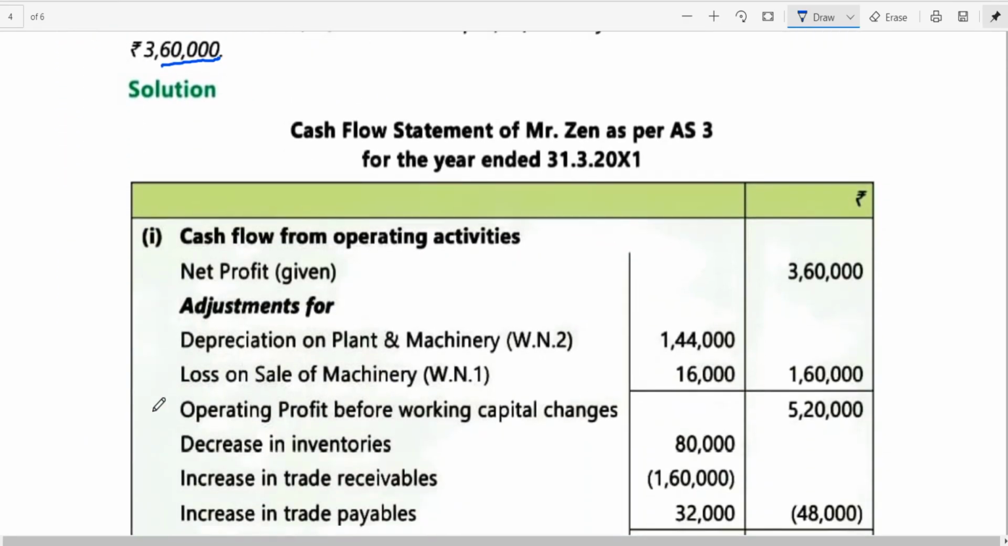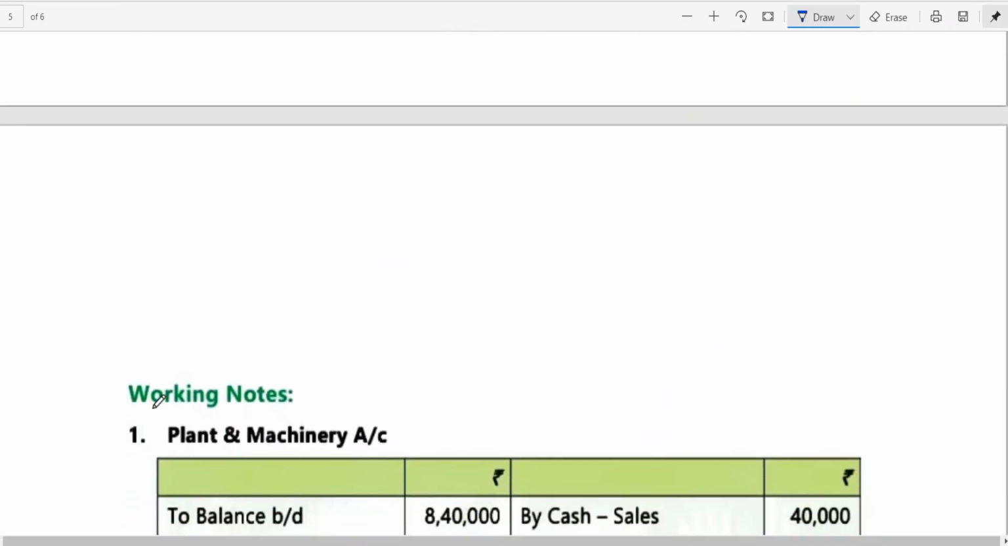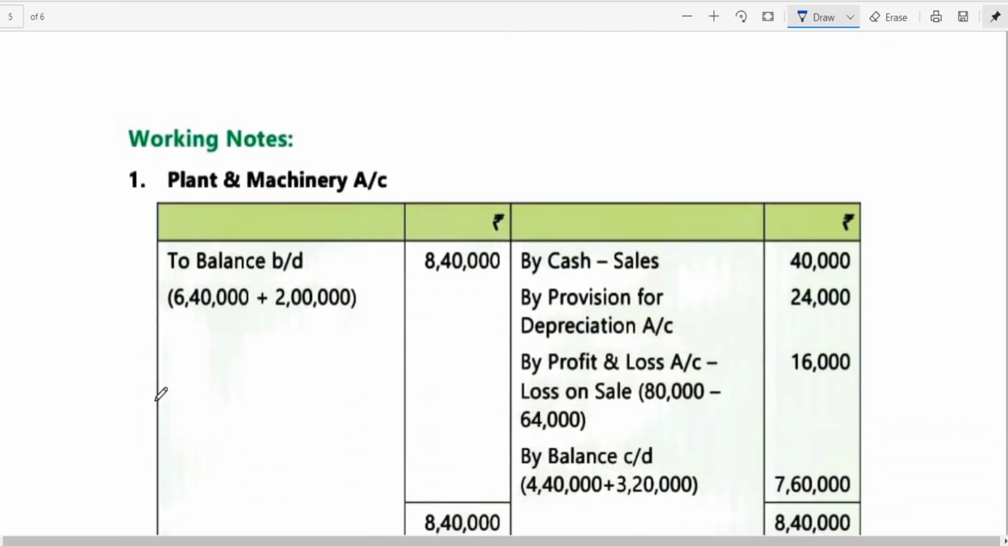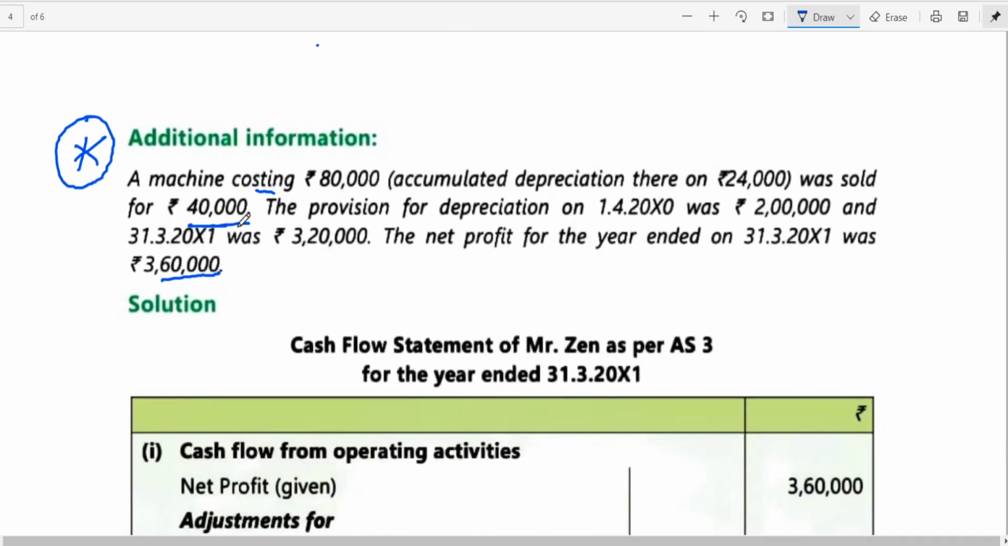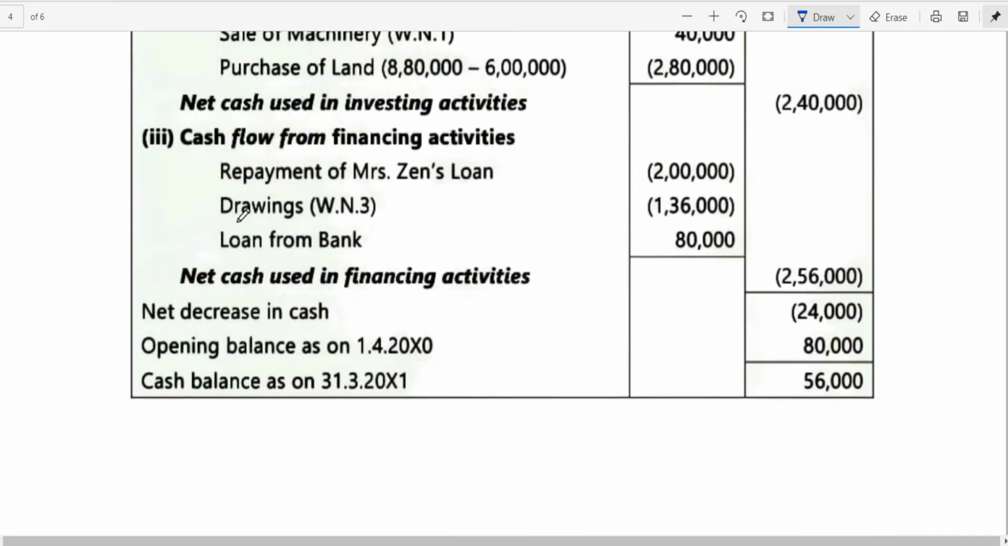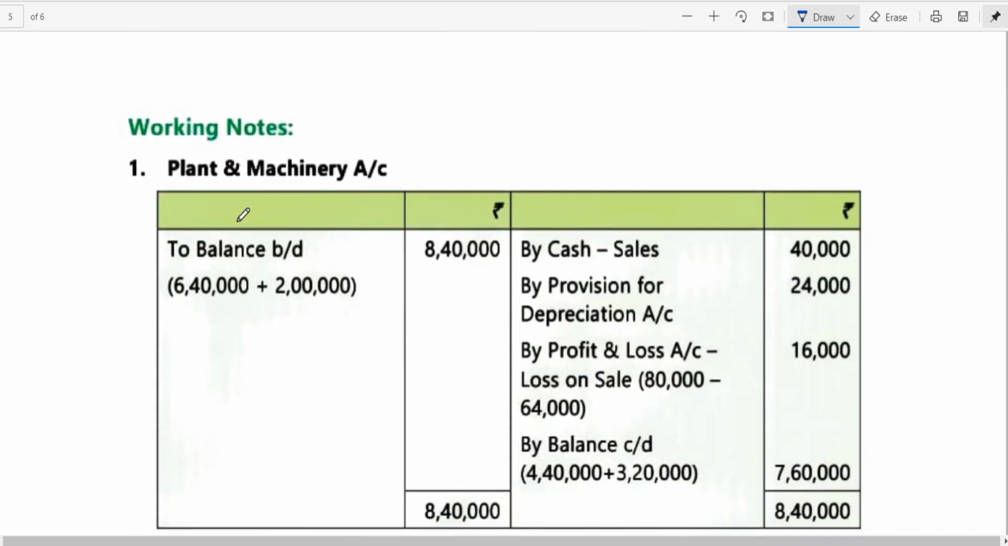So before I go to this, let me directly take you to working notes of plant and machinery. The reason I am going to the working notes of plant and machinery is that so far I haven't got the depreciation that has been charged into profit and loss account. I haven't got the information on loss on sale. I think these two pieces of information are needed for me to find out net cash generated from operating activities. For these two reasons, I am opening plant and machinery.